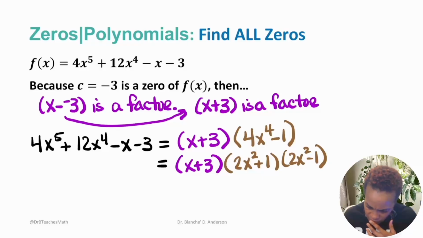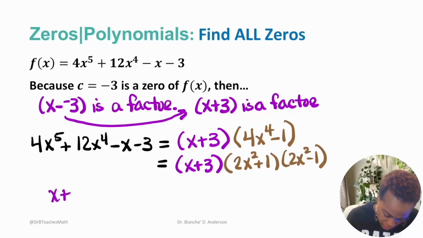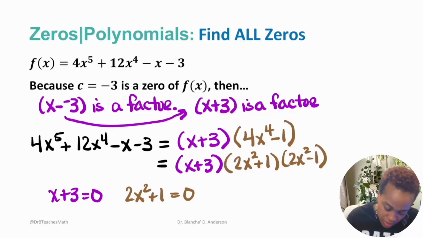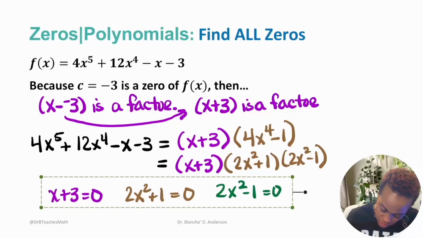Let me see if I have room. Let me write here. So then we're going to take x plus 3 and set it equal to 0. And we're going to take 2x squared plus 1 and set it equal to 0. And then I'm going to write this one in another color. 2x squared minus 1 and set it equal to 0. Okay, that's what we're doing.